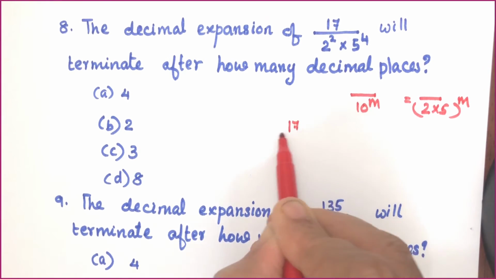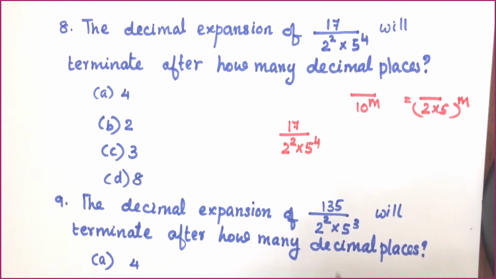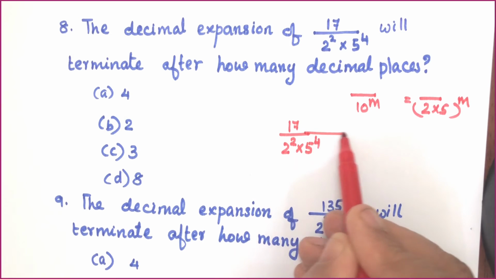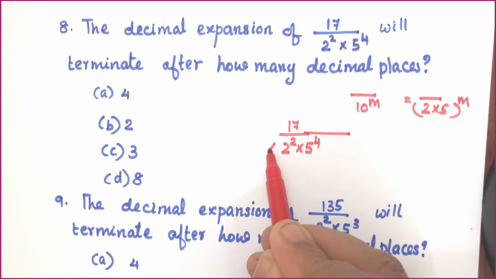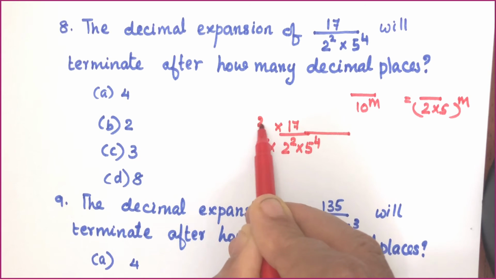Our question is 17 divided by 2 square times 5 to the power 4. 2 and 5 are having different powers. The smallest power is 2 square. So we are going to change 2 to the same power as 5. What we have to do? Multiply numerator and denominator with 2 square.